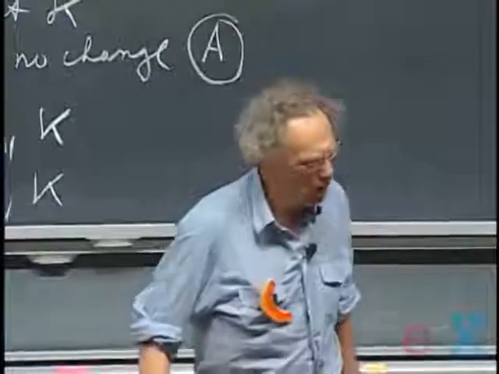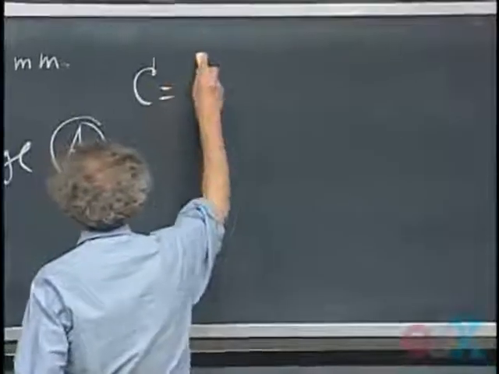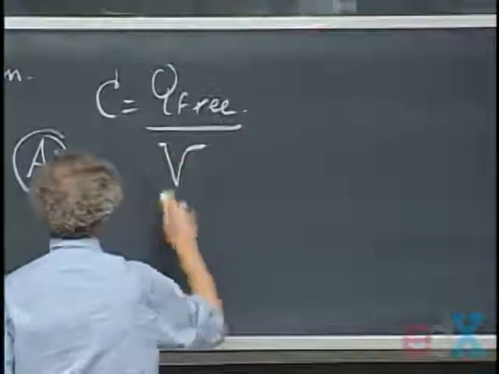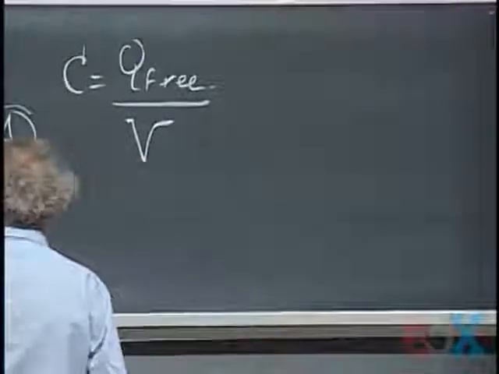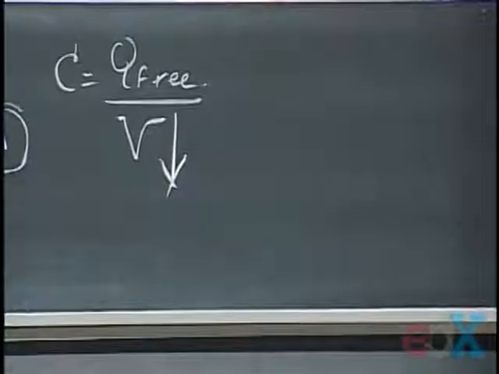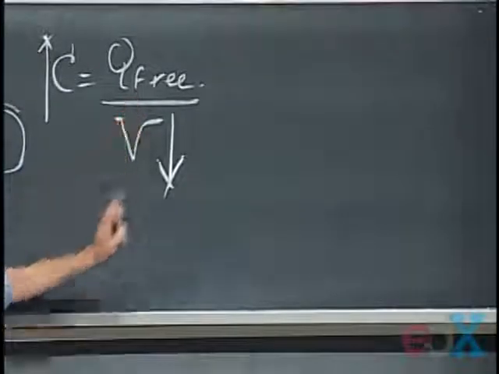Now we go to number 3. But before we go to number 3, I want to ask myself the question, what actually happened with the capacitance when I bring the dielectric between those plates? Well, the capacitance is defined as the free charge divided by the potential difference over the plates. That's the definition of capacitance. And since in this experiment the voltage went down by a factor of kappa, the capacitance goes up by a factor of kappa because Q3 was not changing.